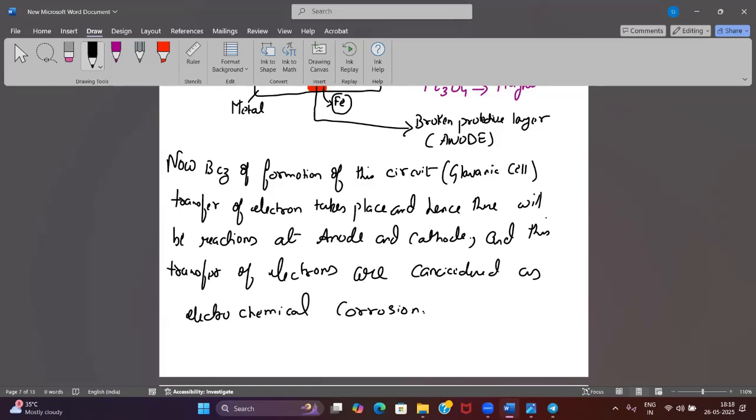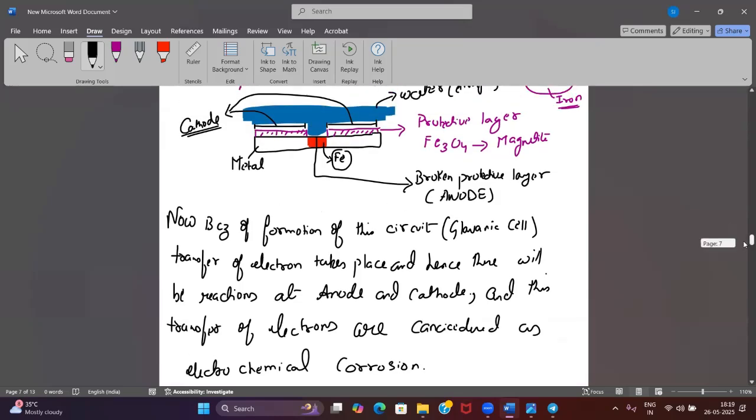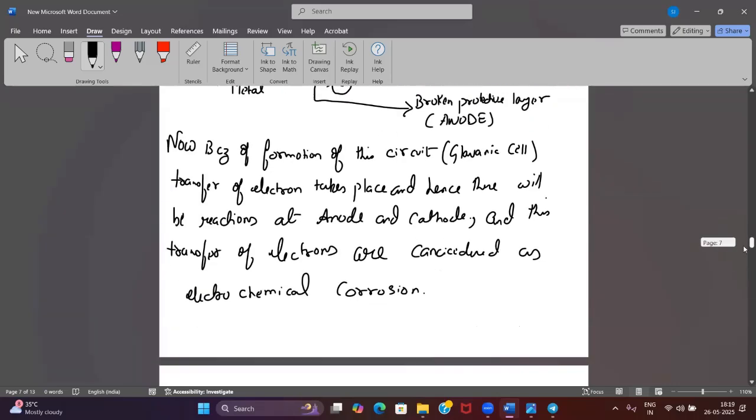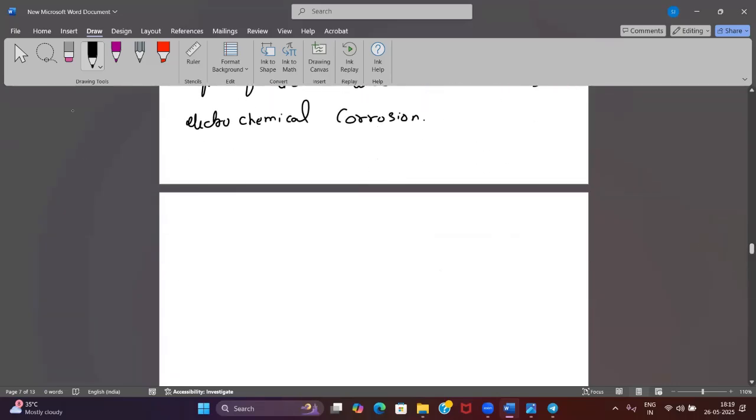This transfer of electrons from the anode to the cathode is known as electrochemical reaction, because when this transfer of electrons happens, my metal will start to corrode. What will happen to the anode? It will start to thin, it will wear off. Corrosion will start. So what you can write, briefly, in one word: electrochemical corrosion.